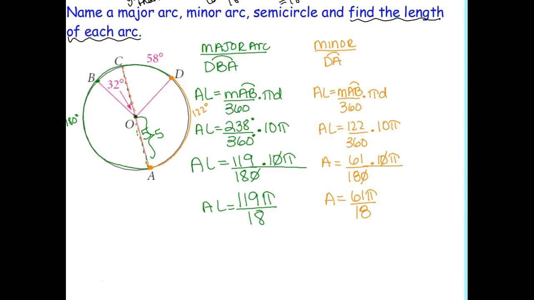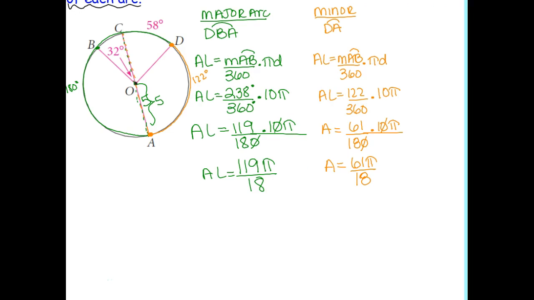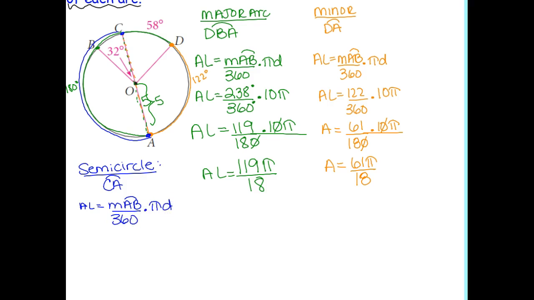And then the last one that we need to do would be the semicircle. So a semicircle would be from C to A. And it doesn't matter which direction we go because they're both going to be the same. So for the semicircle, we can just call that arc CA. And so again, we're going to do arc length is equal to measure of arc AB over 360 times pi diameter. So the measure of this arc is 180 degrees over 360.